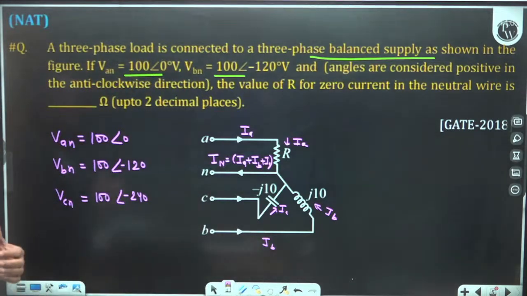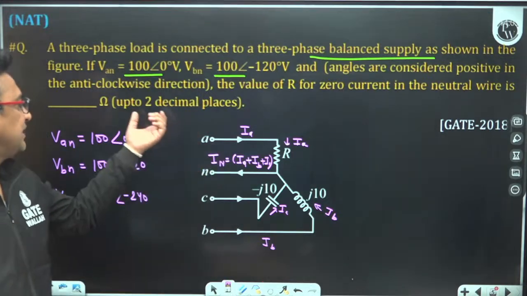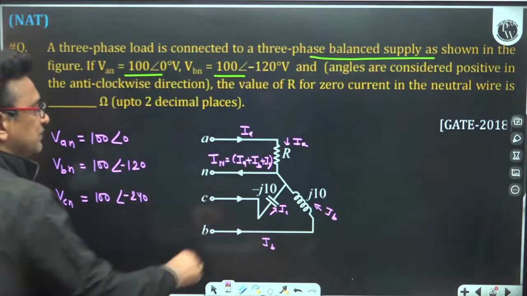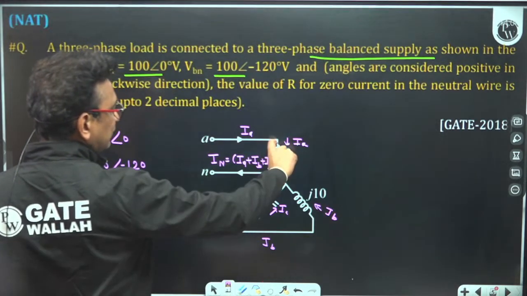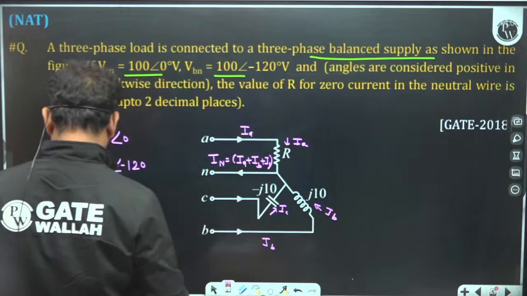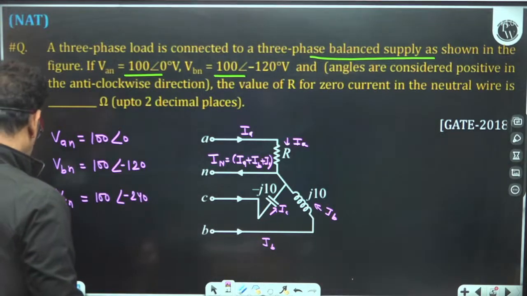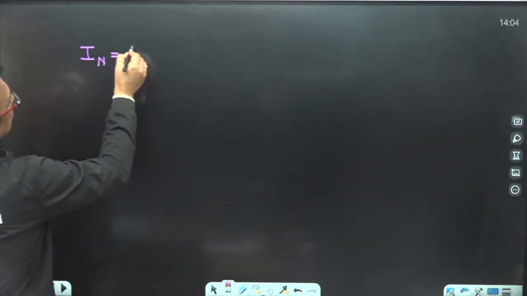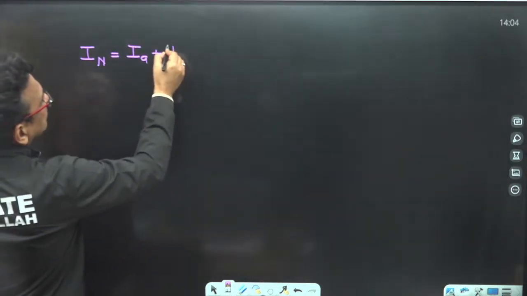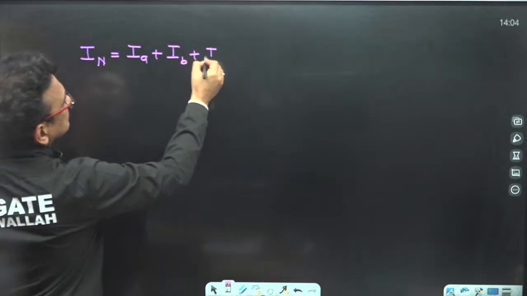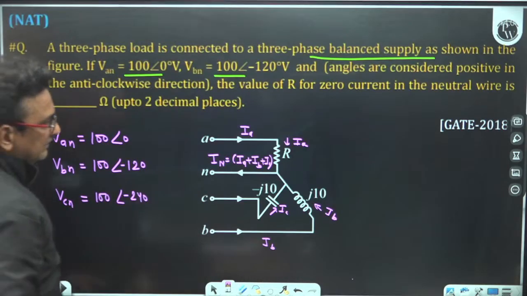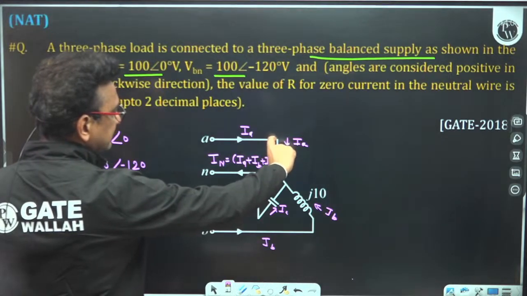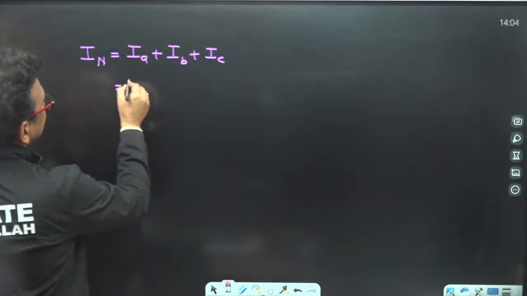Now it is given in the question that the current in the neutral wire is equal to 0 and you have to find the value of R. Now see, what is IA? The neutral current IN is nothing but the A phase current, B phase current and C phase current. The A phase current IA is the voltage across the resistance, that is VAN divided by R.